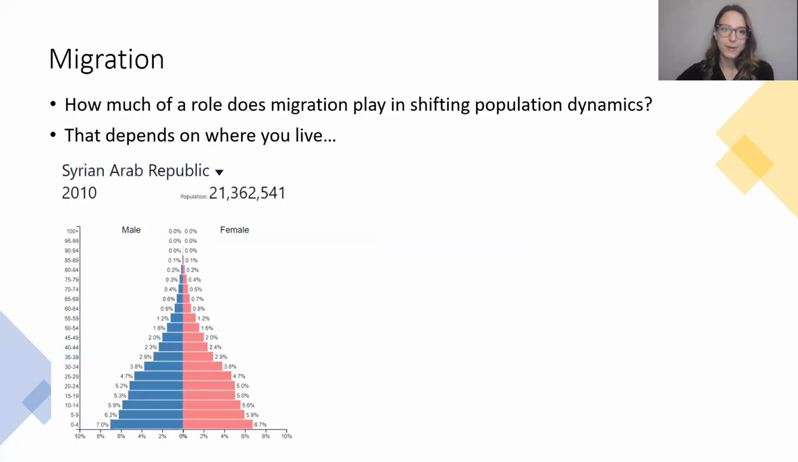Now, what happens with migration? How much of a role does migration play in shifting population dynamics? Well, as you can guess, it might depend on where you live. So we're going to take a quick look here at Syria and some of the trends that have been happening over the last decade or so. So back in 2010, Syria had a total population of about 21 million. And as you can see, the bottom of the population pyramid was particularly large. So what kind of pyramid was this? What was this an example of?